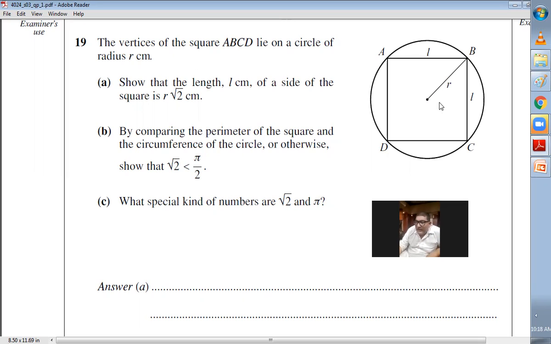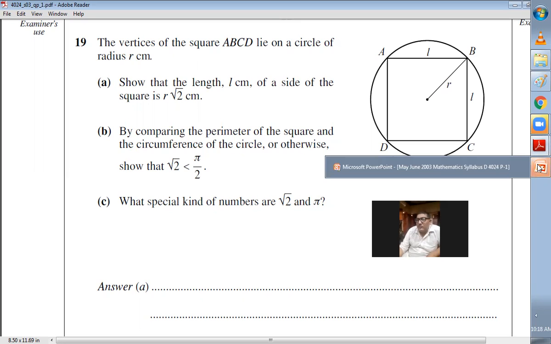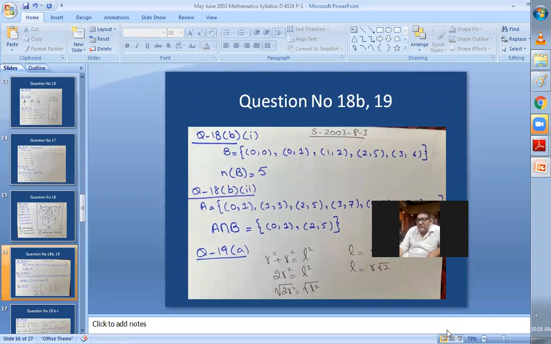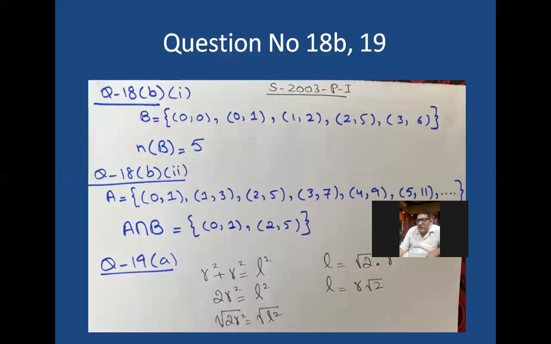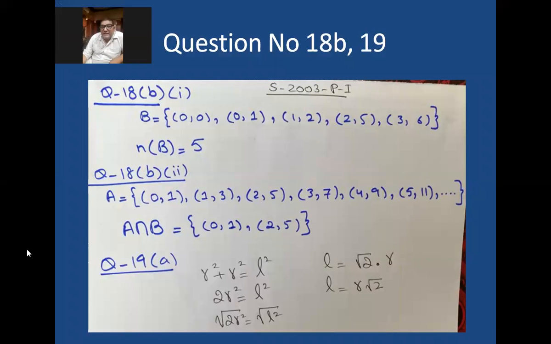If I draw a line here, this will be a radius, this will be a radius, and the angle here will be 90. So it will be a right angle triangle, and the two smaller sides are radius, R, R. I want to find the value of L, so I can apply Pythagoras. That's question number 19A part. R square plus R square equals L square. So 2R square equals L square. Take the square root on both sides, so L equals under root 2 into R. So L is equal to R multiplied by under root 2. This is how you show it.